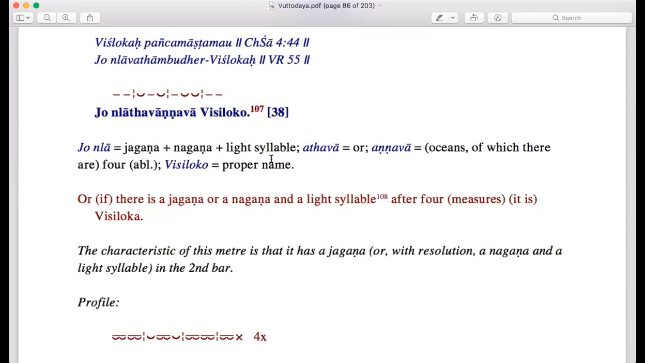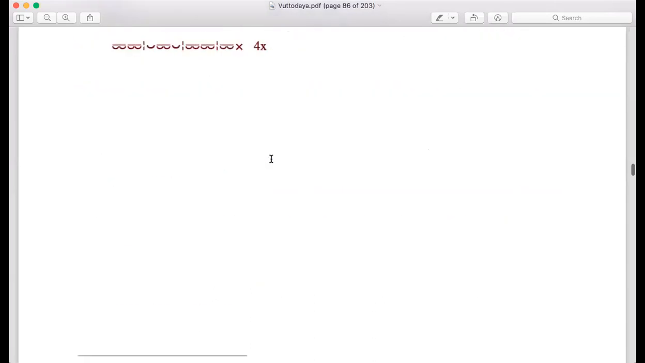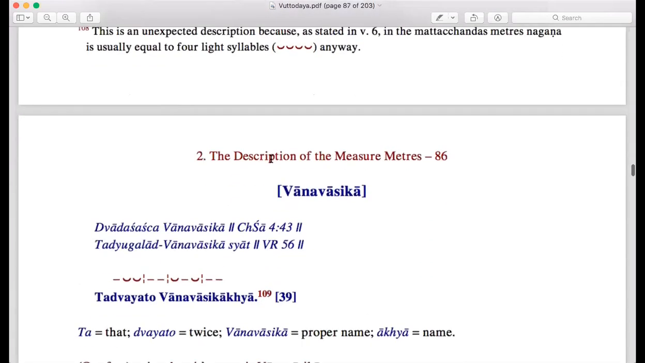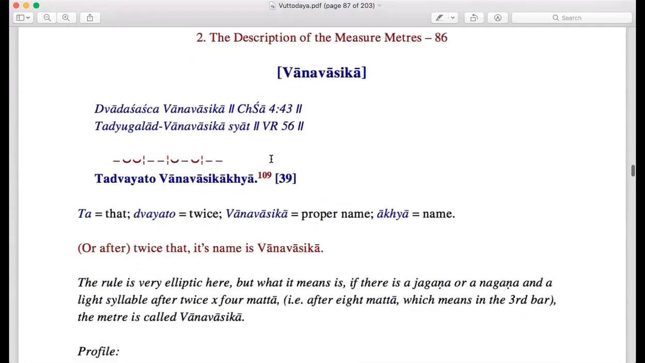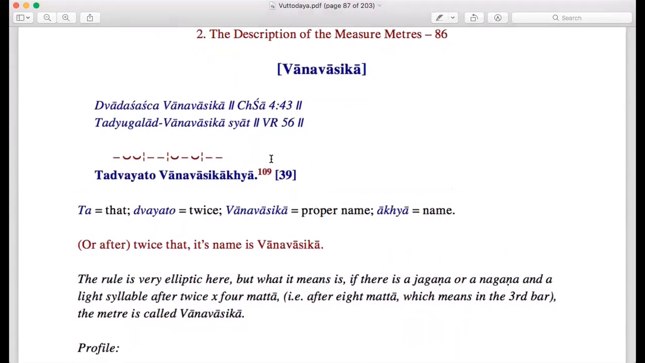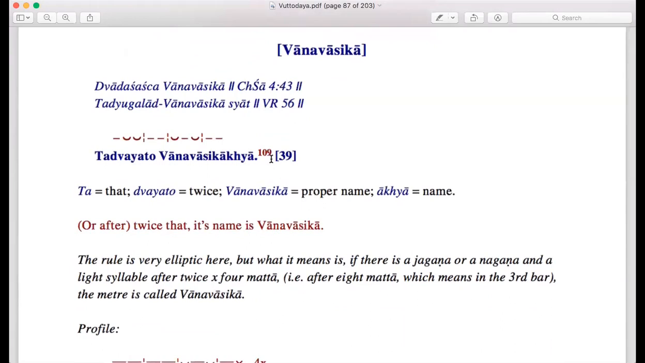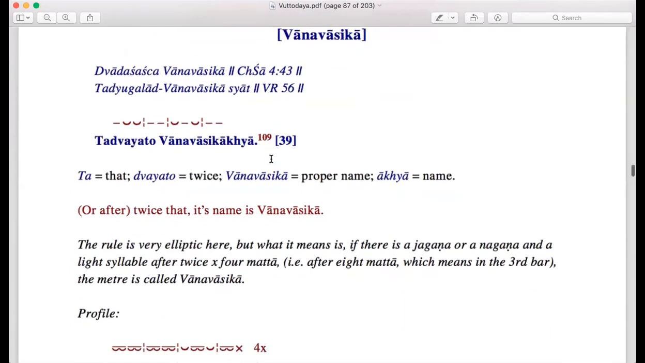Okay. Yes. Thank you, Bhante. So there are no examples to examine for these verses. That's a problem. You can compose some verses by yourself as examples for these verses. So the next verse is Vanavasika.